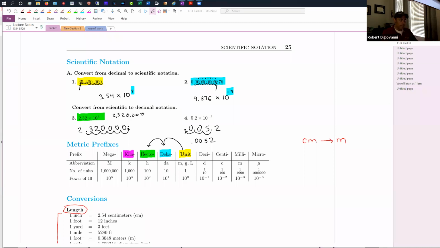So we want to go from centimeters to meters. Still going to erase all this. So I'm going to highlight that. We want to go from centimeters over to meters. Meters is the basic unit.